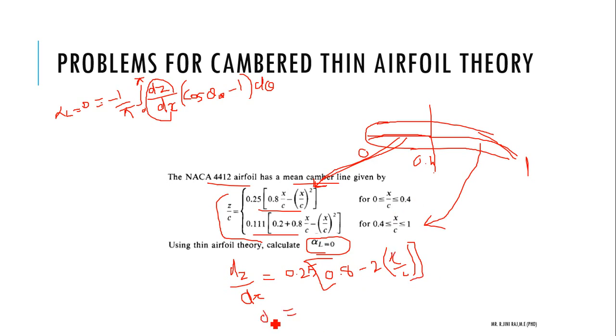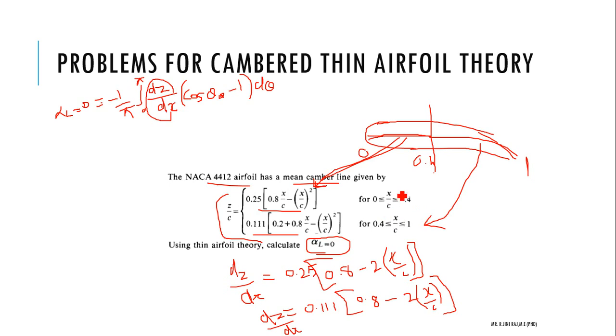The second one, dz by dx equal to 0.111 into 0.2 minus 2 into x by c. Differentiating the 0.2 term gives 0, so the 0.8 minus 2 into x by c remains. The equation is the same, but the limit changes: the first is 0 less than or equal to x by c less than or equal to 0.4, and the second is 0.4 less than or equal to x by c less than or equal to 1.